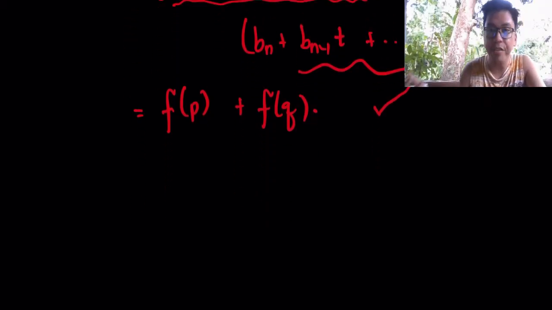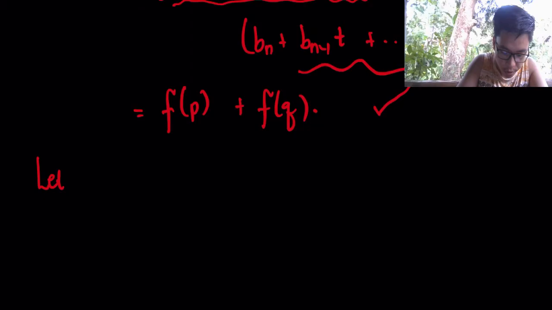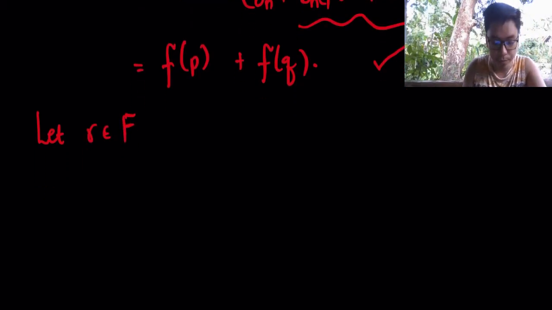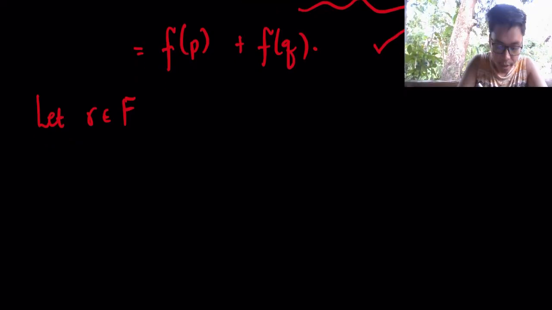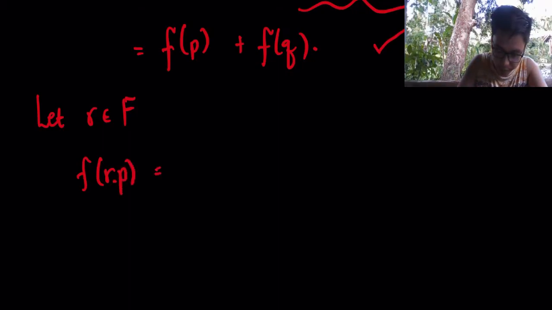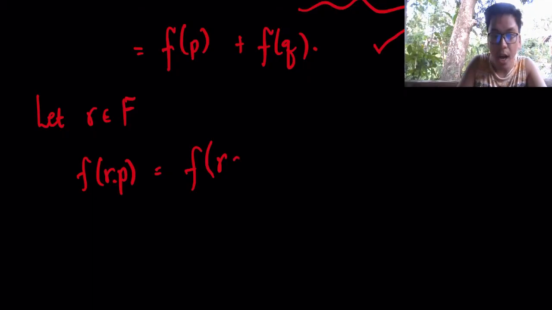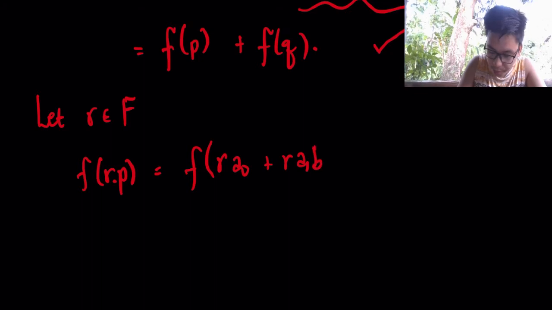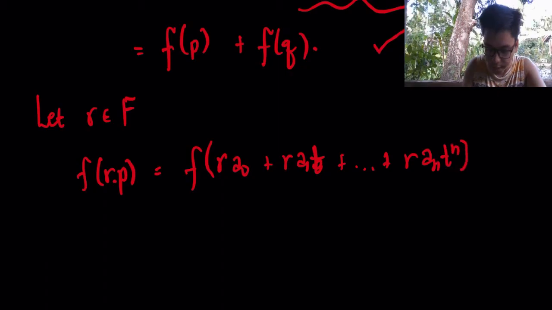Okay, so let us consider the r here. So our r here is coming from the capital F, the field, I mean. So evaluating f of rp here, this is actually the same as f of r times, and that would be a sub 0 plus r a1, I'm sorry, a1 t, plus up until r an times t to the n.